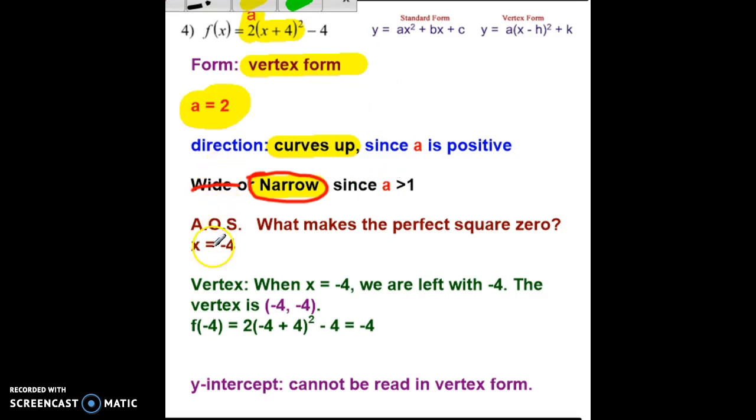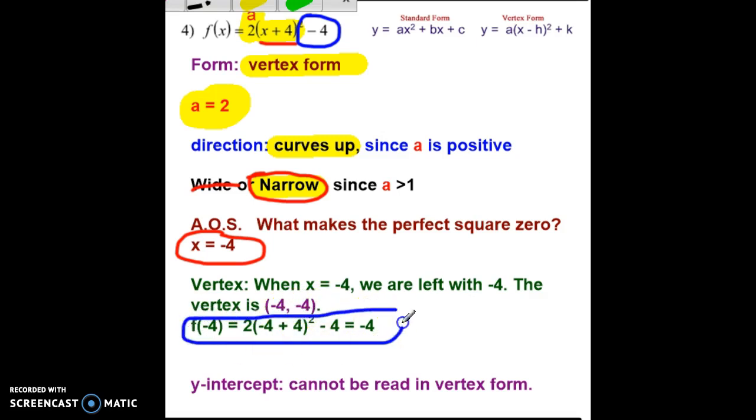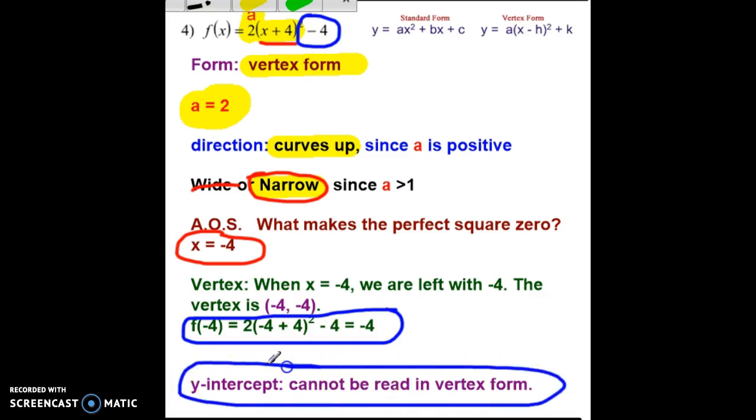My axis of symmetry, I'm going to look right here in the perfect square. What makes that 0? Negative 4. So negative 4 makes the perfect square 0. If negative 4 makes the perfect square 0, I'm left with this negative 4. That's how I got negative 4, negative 4. If you plug it in and calculate it, you get the same answer. It's easier just to read it. This is vertex form. I cannot read the y-intercept, and that's the answer.